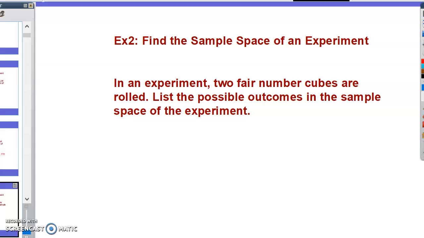So if I have 2 fair number cubes, we call them fair number cubes because a dice or a die could be weighted and then it would not be fair. It would always come up with the same number. So I roll 2 die or 2 fair number cubes. I list the possible outcomes in the sample space.